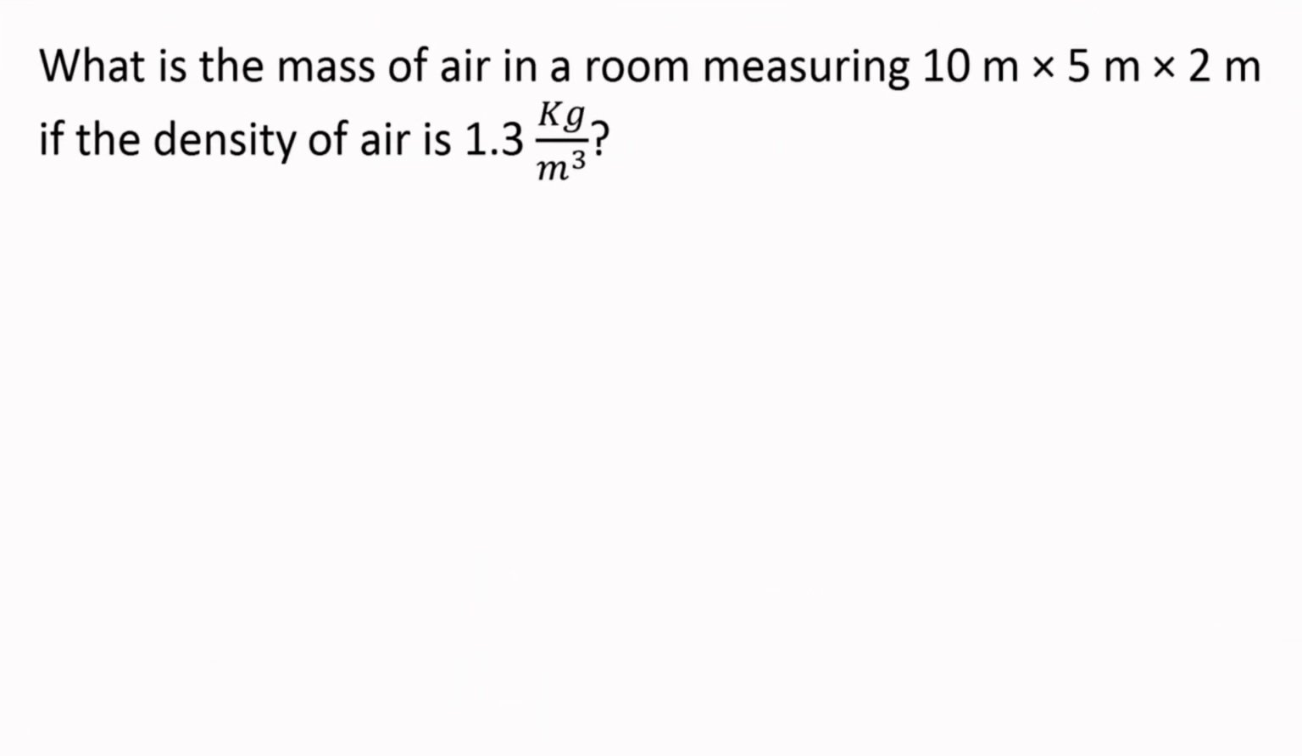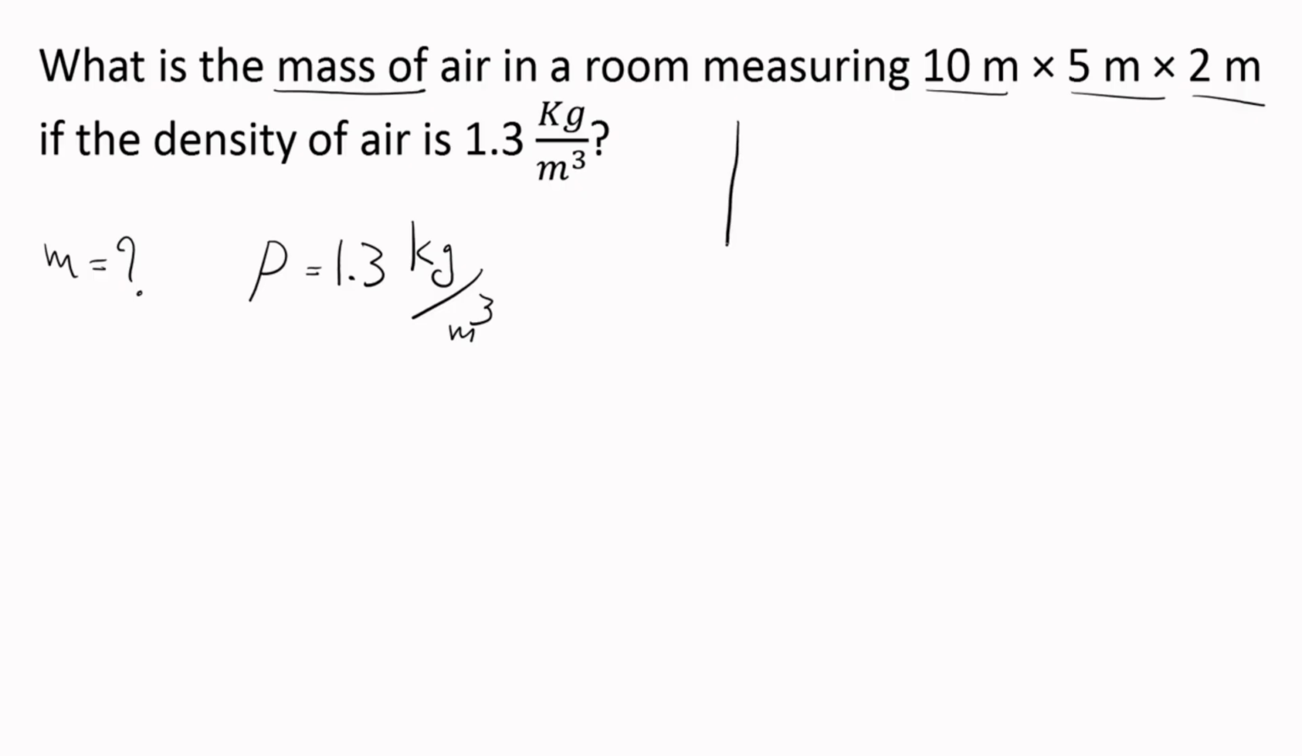Let's solve this one. What is the mass? Look, again it's asking about the mass. In a room measuring, I have the dimensions of the room. If the density of the air, I have the density rho is equal to 1.3 kilogram per cubic meter. Do I have volume? No, in this case I do not have volume. The question didn't give me the volume of the room directly, but it gave me the dimensions of the room.